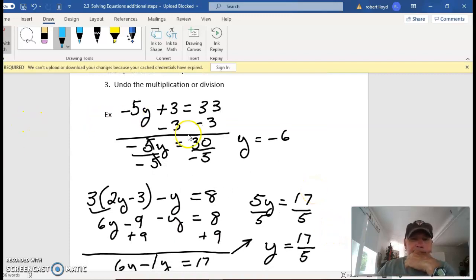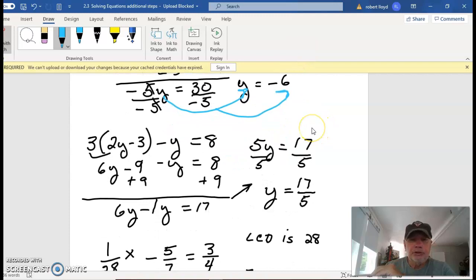An example of that is negative 5y plus 3 equals 33. So we get rid of the addition here. Subtract 3 on both sides: negative 5y equals 30. Then we divide both sides, not by 5, but by negative 5, so that the y will become positive. So negative 5 divided by negative 5 is y, and 30 divided by negative 5 is our answer, negative 6.